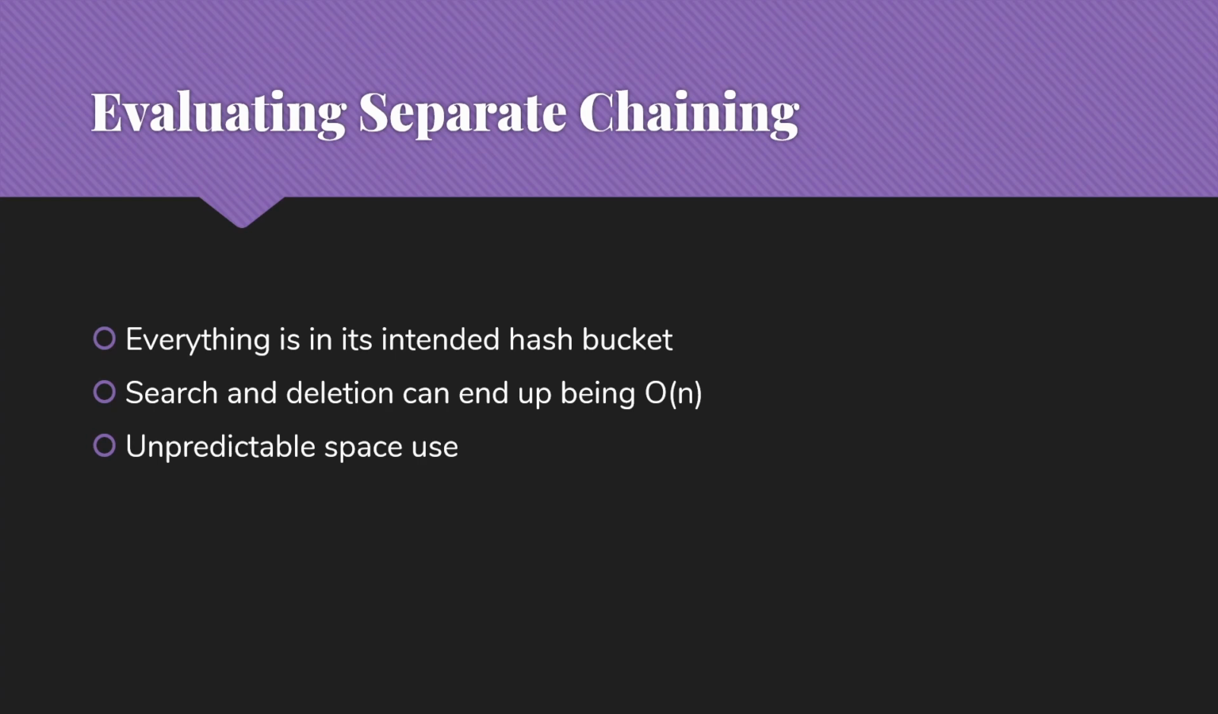One disadvantage of separate chaining, besides potential poor performance if too many things are mapping to the same buckets, is unpredictable space use. Since not everything is contained within the fixed size array, we may not have a good idea of what amount of space we're going to need.